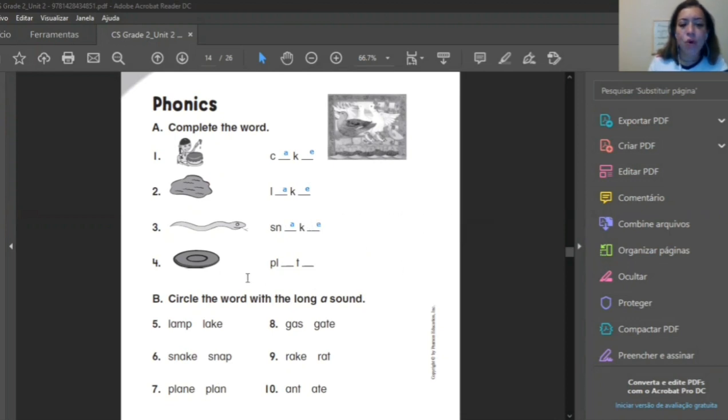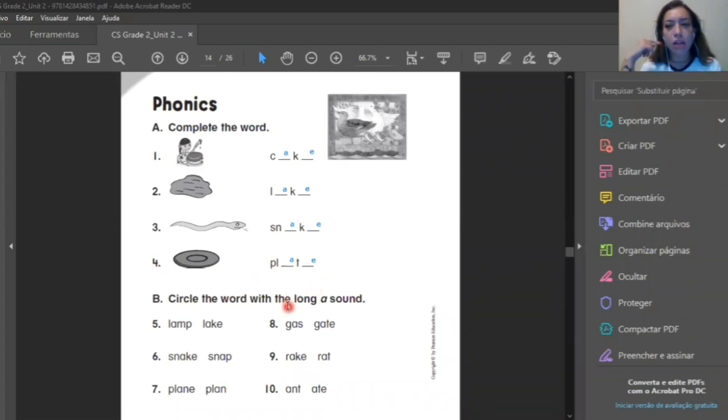And number four, o prato. That's a plate. Very good. All right, so let's repeat all the words with me. Number one, cake. Two, lake. Three, snake. Four, plate.